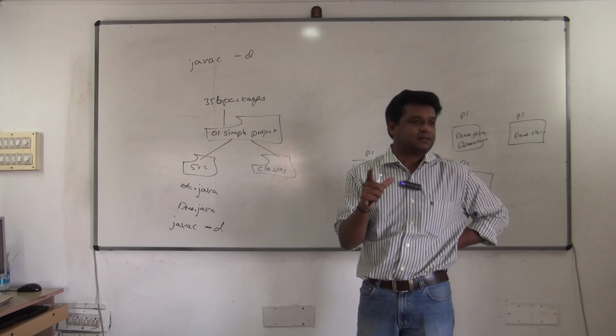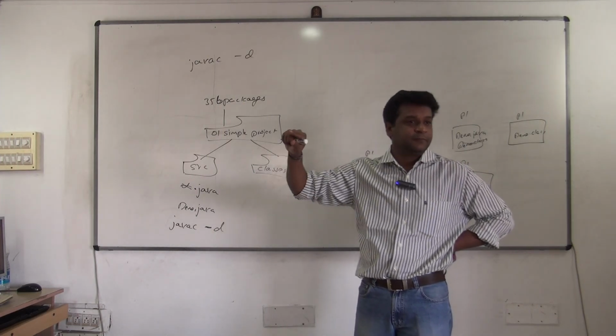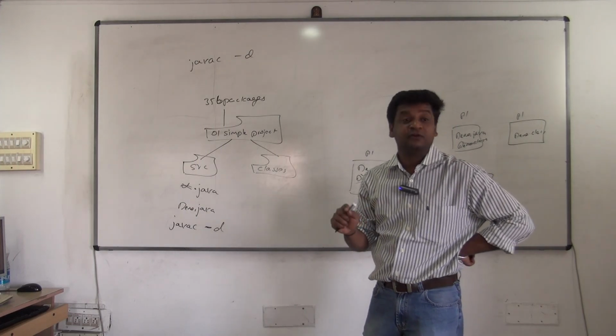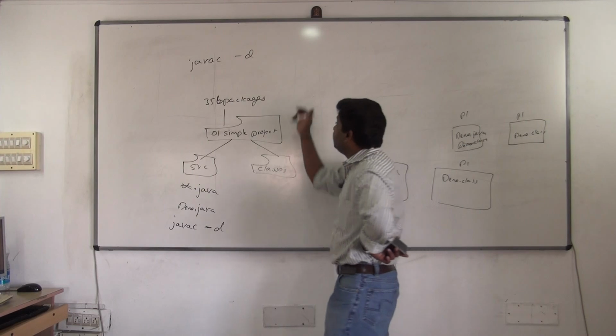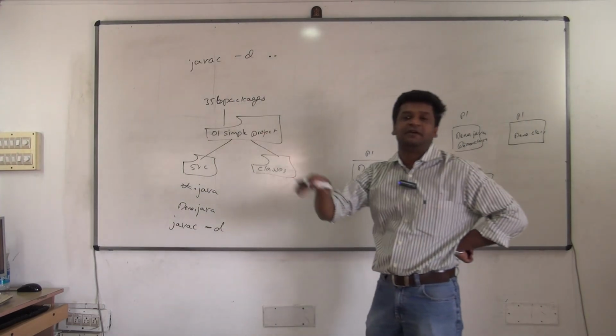One is absolute path. Absolute path means what? D drive, from there you have to give fully. Or you can use relative path, meaning dot dot and all that. So I'll use relative path. Okay. So javac -d .. means what? It will come one level outside now.